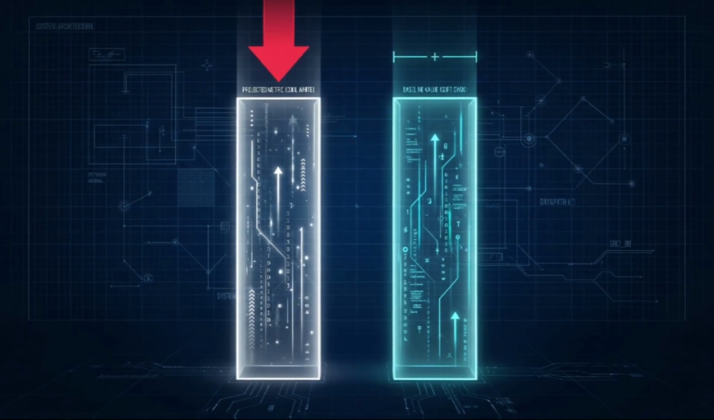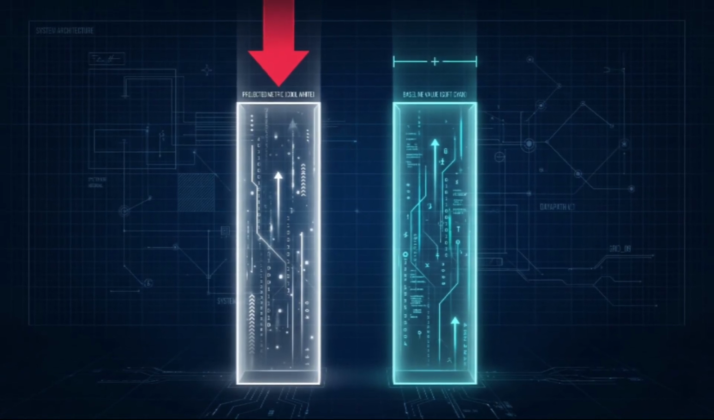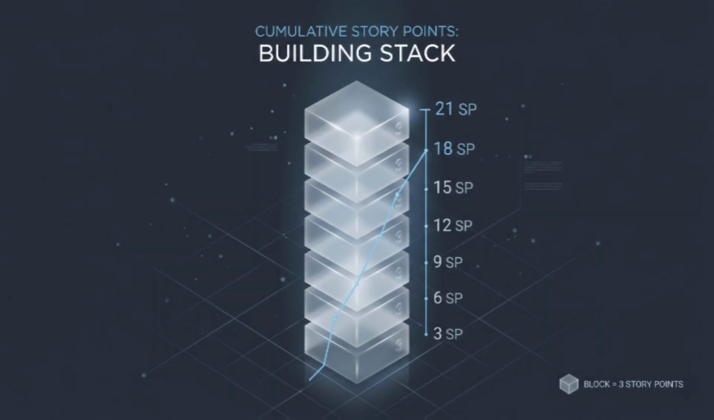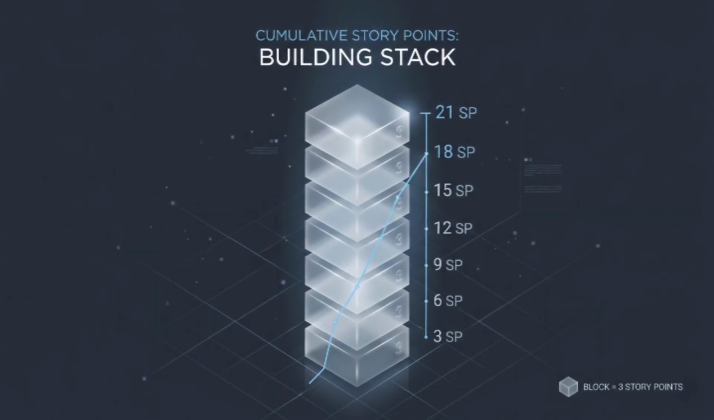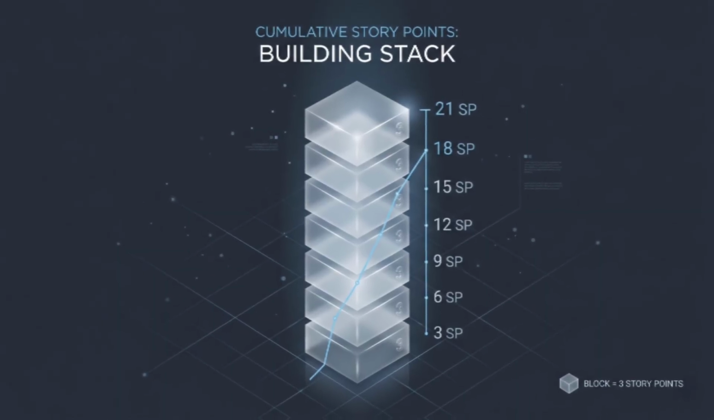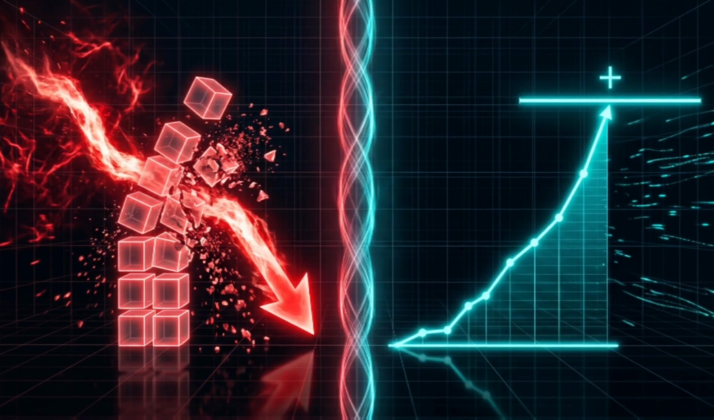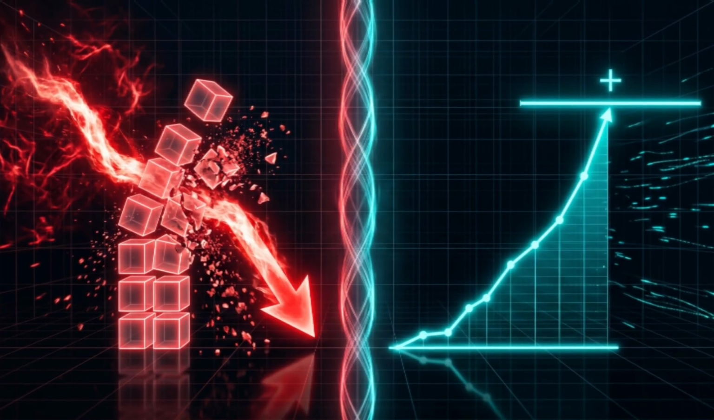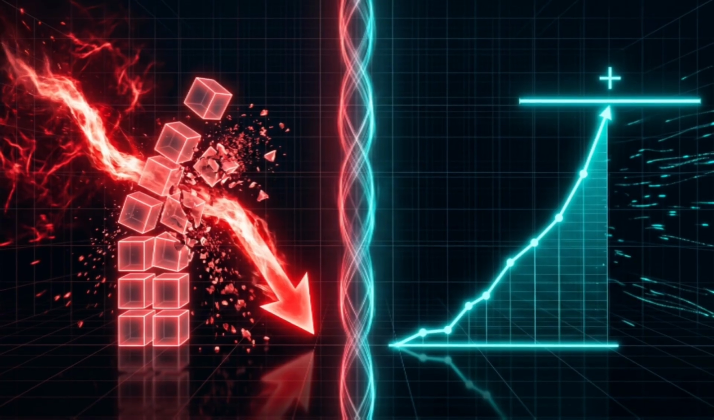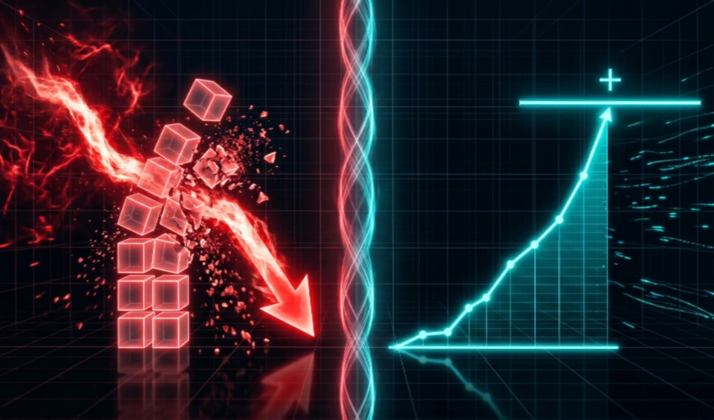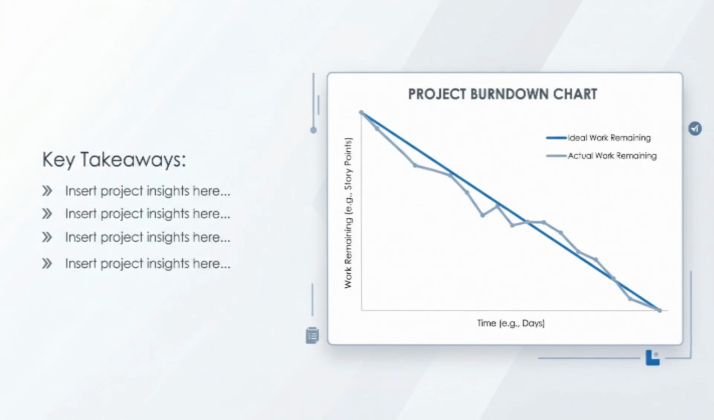Today, we are going to break down the two most popular tools used in Agile project management, the Burndown chart and the Burnup chart. By the end of this presentation, you will not only understand how to read both of these charts, but you will know exactly which one to use for your next sprint or project. Let's dive in. Let's start with the burndown chart.